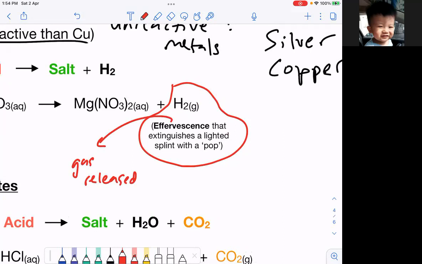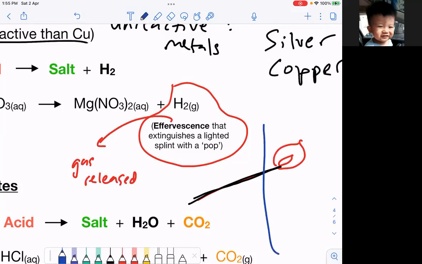What is effervescence? Your mother makes you drink the vitamin C tablet, the big round one. You put it in the water, what do you see? Effervescence. So bubbles in water is effervescence. So H2 is also an effervescence that extinguishes a lighted splint with a pop. You take a stick that is flaming, a stick that has fire, and you hold it above the effervescence. It's just bubbles. The bubbles, once they reach the air, you cannot see them anymore, but they're still flying up. What are these bubbles made of?